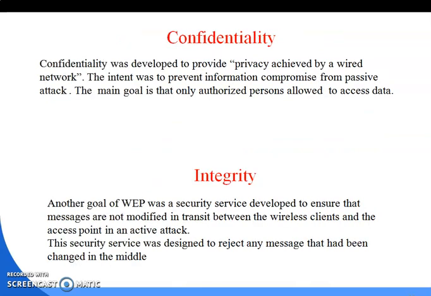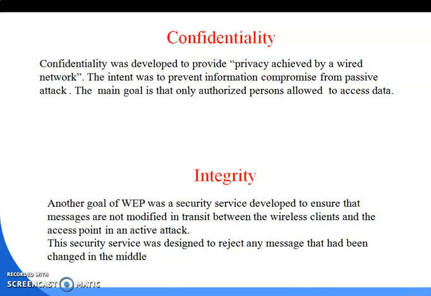Next is confidentiality. WEP was developed to provide privacy comparable to that achieved by a wired network. It was meant to prevent information compromise from passive attacks, and the main goal is that only authorized persons are allowed to access the data. This is confidentiality: when confidential data is moved from source to destination, only the authorized person is allowed to access that data.